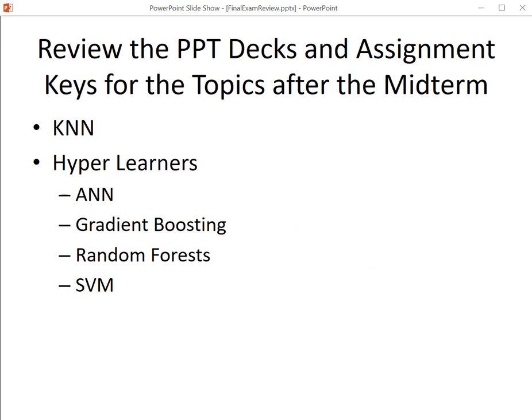So we talked about these topics since the midterm. We've talked about k-nearest neighbors, and then we talked about hyperlearners, the gradient boosting, the random forest, and support vector machines. So we're going to briefly review those and talk about some of the key aspects of those.